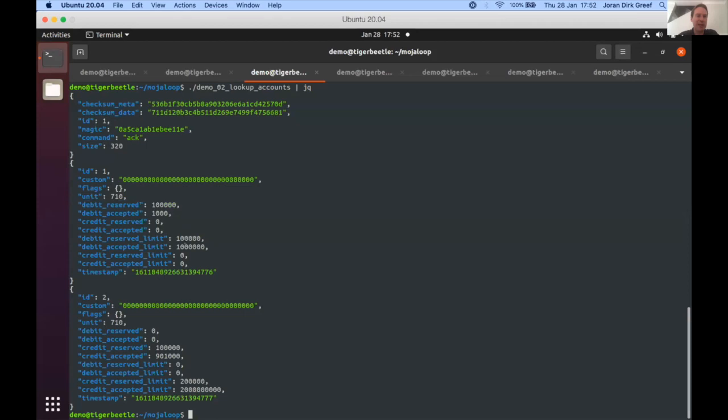It's in the reserved. And now the nice thing is our limits are applying, and that's why the second transfer of 1 unit fails, because we've maxed out our debit reserved limit. So until we get a few fulfills coming in, that 1 unit transfer is not going to go through.